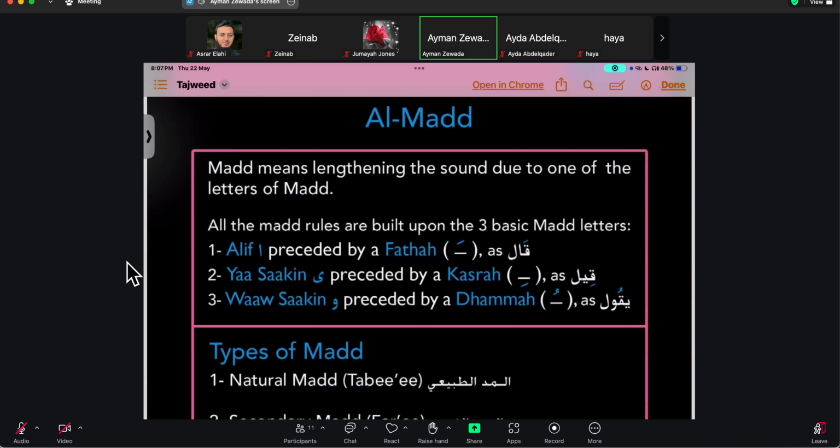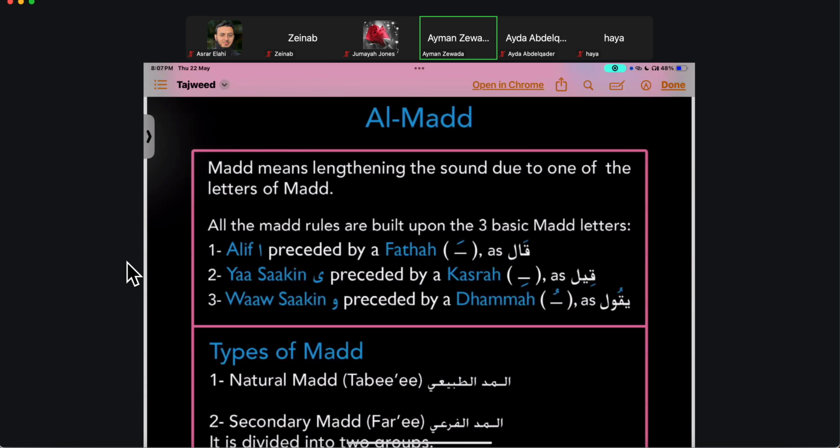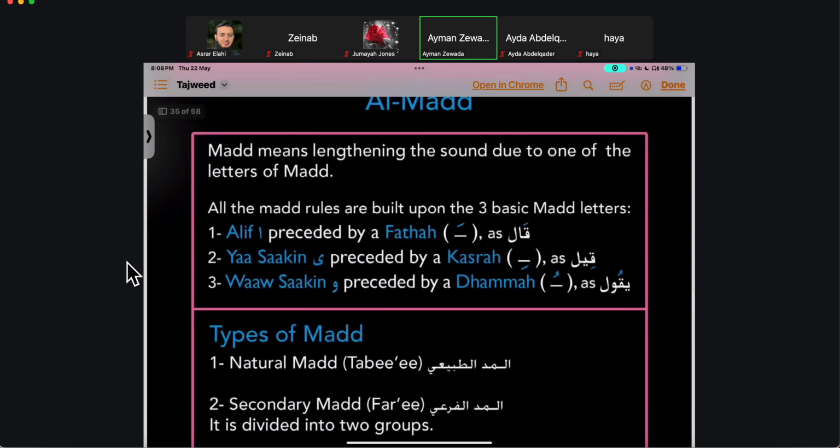literally means to stretch. It is the lengthening of the sound due to one of the letters of the mad. All the mad rules are based upon three mad letters. Alif, as preceded by fatha. Ya sakin, as preceded by a kasra. And the waw sakin when preceded by dhamma. If you remember, I always like to think of the fatha, kasra, and dhamma as the little siblings of these letters, alif, ya, and waw, of our vowels. Our vowels are the ones which you have to worry about when it comes to the mad.